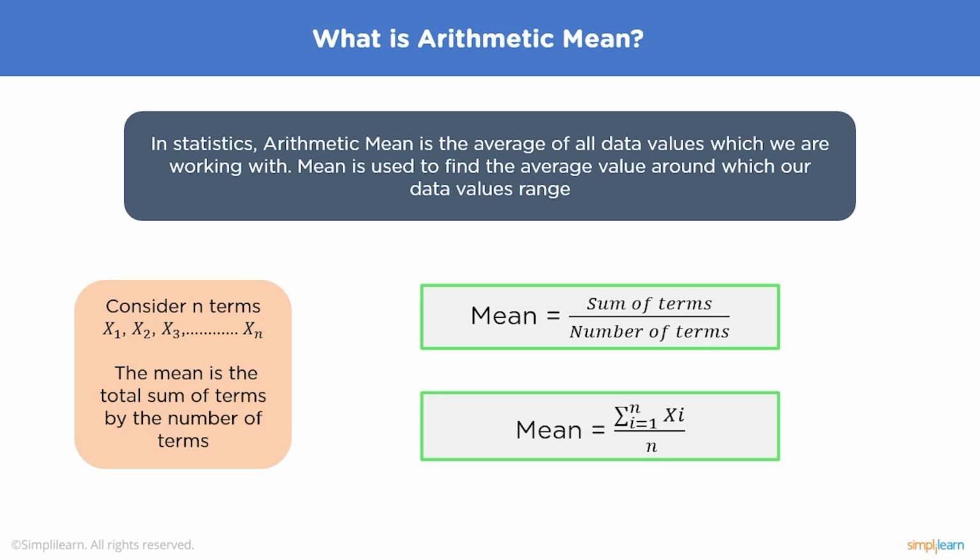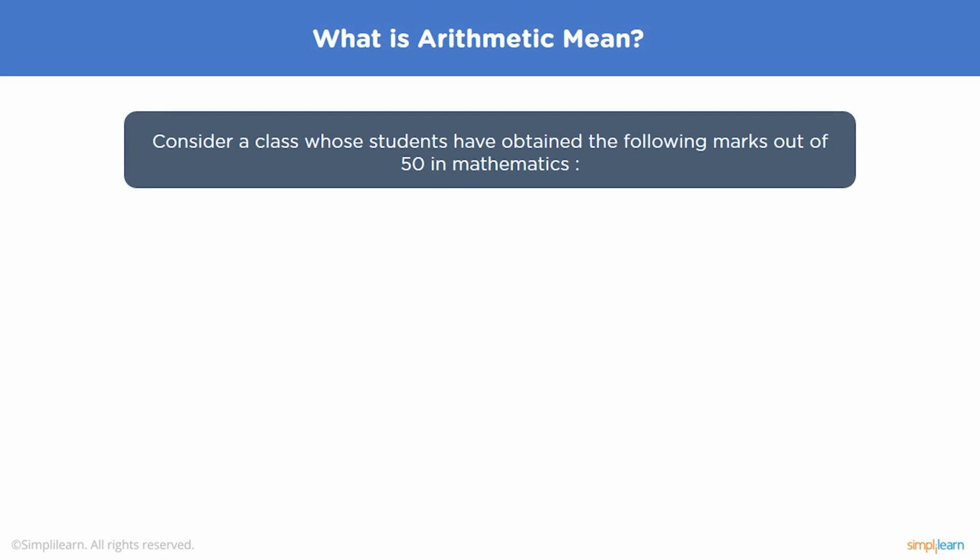How do we calculate mean? Consider that we have n number of terms, x1, x2, x3 all the way up to xn. Mean is given by the total sum of the terms divided by the total number of terms. This can also be represented as summation i is equal to 1 to n over xi divided by n, where n is nothing but the number of terms and xi are our terms which range from 1 all the way up to n. Let's see how mean can be calculated with the help of an example.